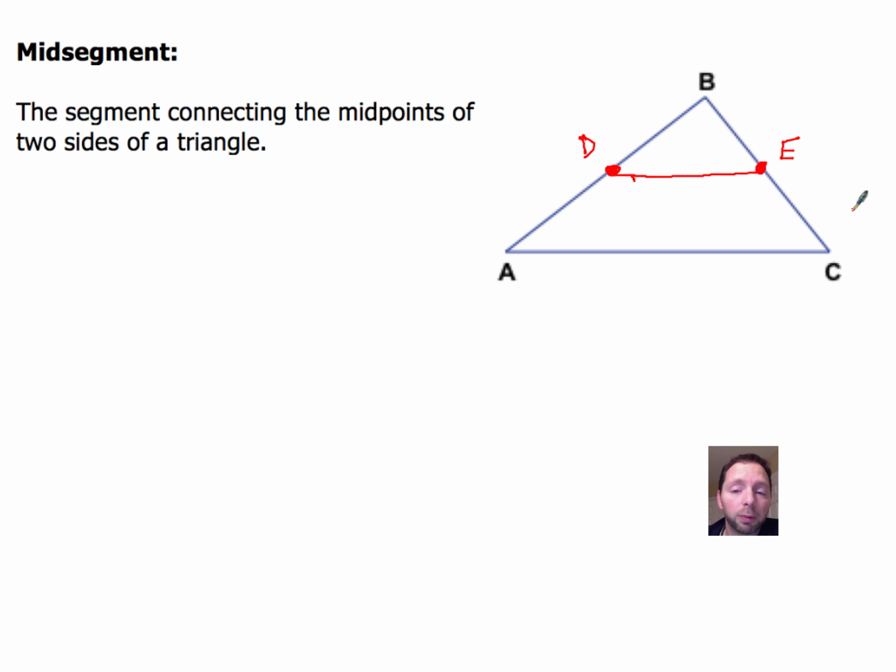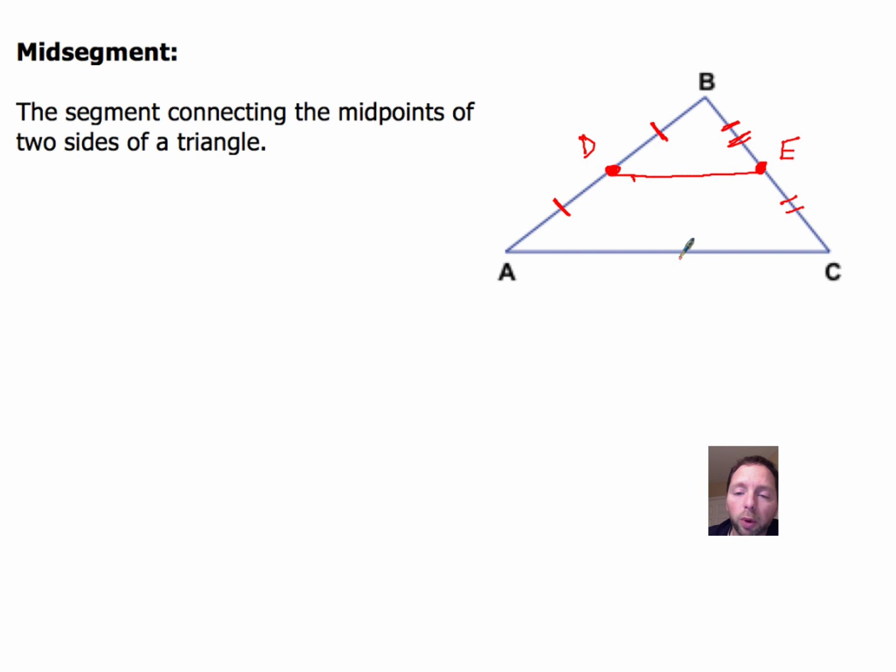Now as a result of being midpoints, a couple of things are true. This piece from A to D is going to be the same as this piece from D to B, because D is the midpoint of side AB. Likewise, over on side BC, from B to E is going to be the same amount as from E to C. Now that's just one midsegment in our triangle.